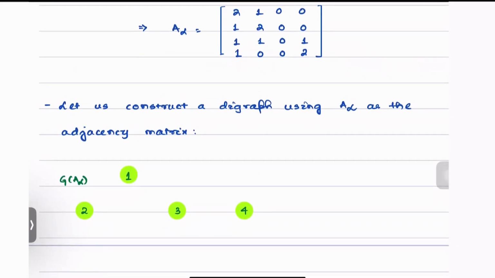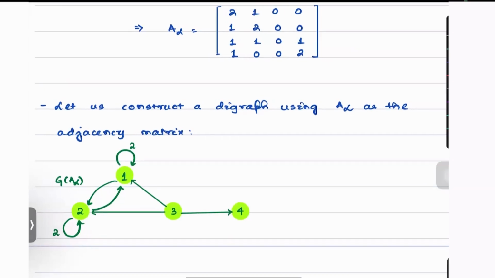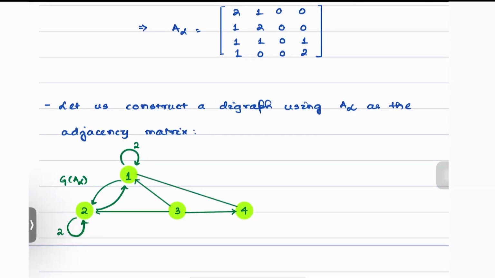So node number 1 has a self loop of weight 2, and it also has an edge to node number 2. Node number 2 again has an edge to node number 1 and also has a self loop of weight 2. Node number 3 similarly, much like the previous digraph, has edges to every other node. And node number 4 again has an edge to node number 1 and also has a self loop.